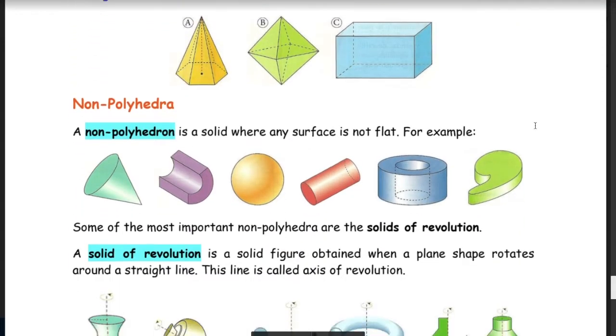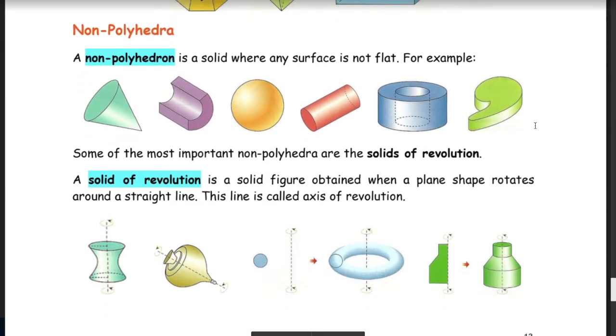Now, moving on to the non-polyhedra. A non-polyhedron is a solid where any surface is not flat. For example, look at all of these shapes, and you can see that some of the surfaces are rounded, they're not flat.